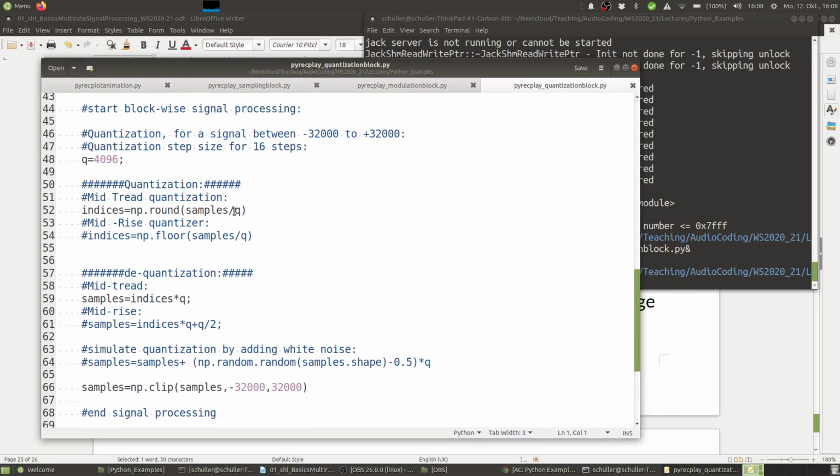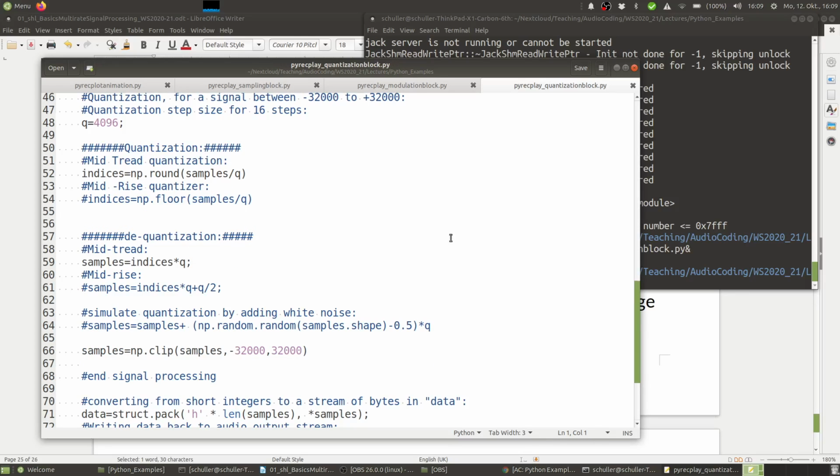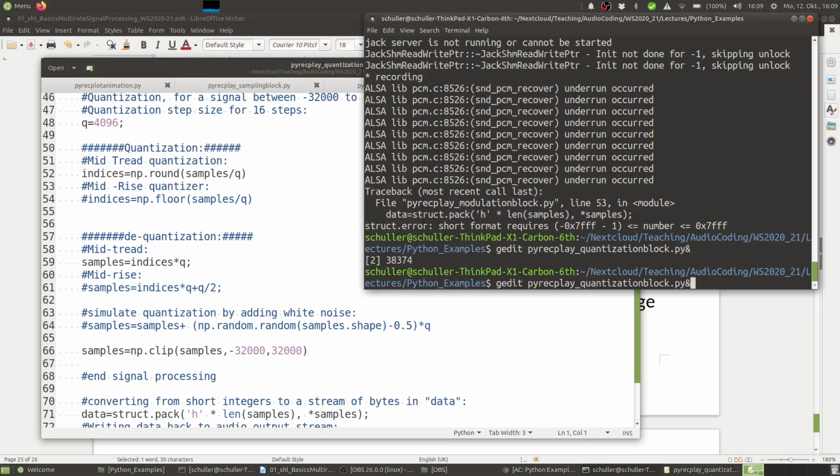So on one side you want to have few steps because that reduces the bit rate that you need to encode it. So if the indices are just small, you just need a few bits to represent those indices, which is good for compression, right? But on the other hand, you don't want to make Q too big because then it becomes noisy, as you will hear. So here's the example, again using Python 3.